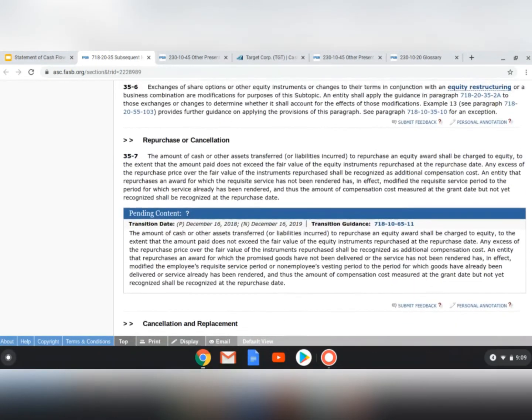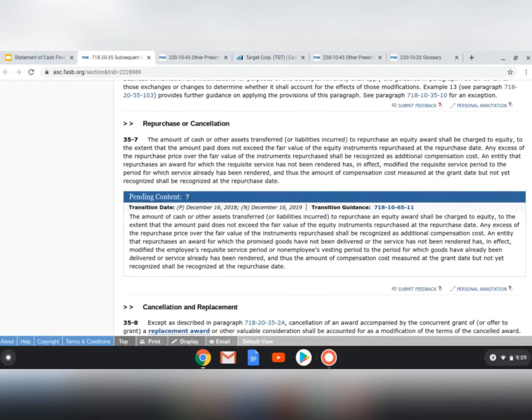All right, so ASC 718-20-35-7 talks about the repurchase or cancellation of the shares, which is something that happened during the case. The amount of cash or other assets transferred or liabilities incurred to repurchase an equity award shall be charged to equity to the extent that the amount paid does not exceed the fair value of the equity instruments purchased at the repurchase date. Any excess of the repurchase price over the fair value of the instruments repurchased shall be recognized as additional compensation costs. So that right there told us that the excess of purchase price over fair value, the 2.6 million, is going to be compensation.